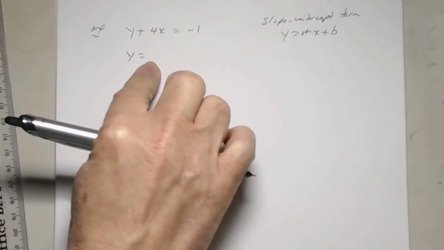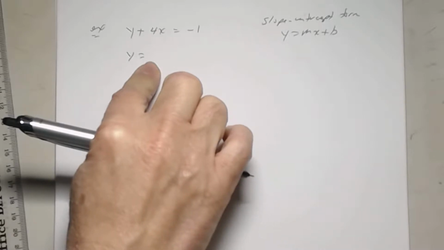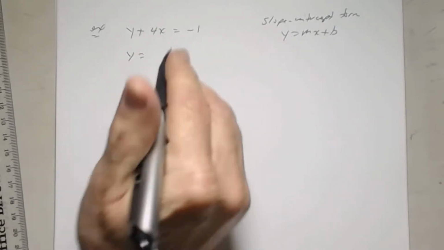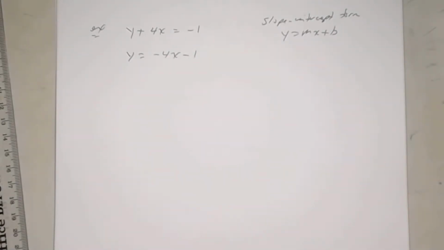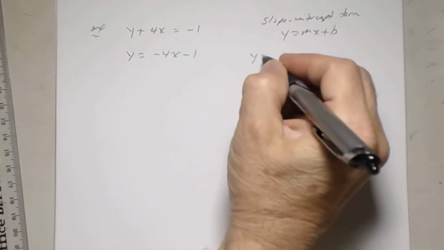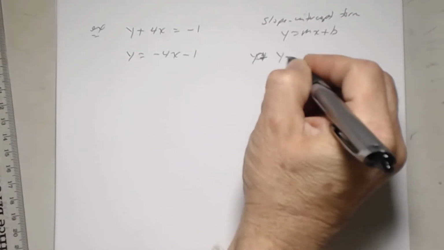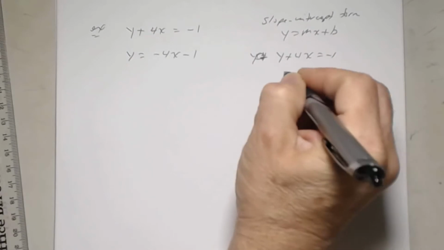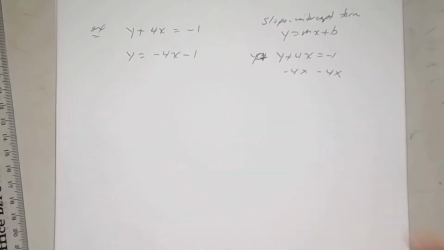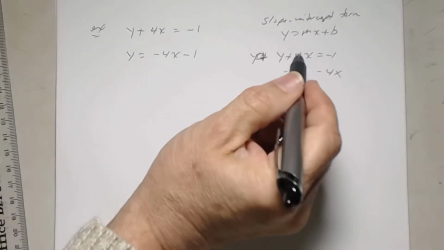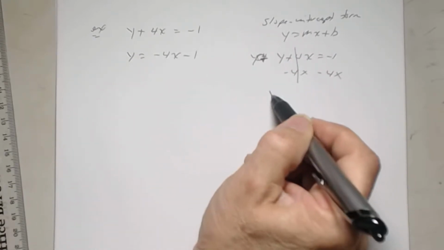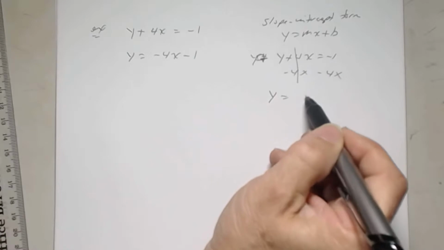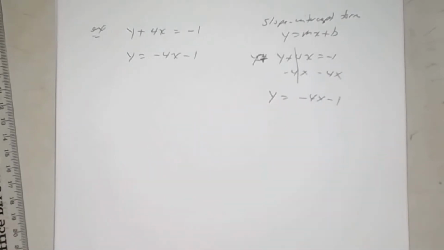Can you tell me what this is going to be? Y equals what? Minus 1. So negative 4x minus 1. You see that? You subtracted 4x, right? So you had y plus 4x equal negative 1. Then you subtracted 4x. And then you combine like terms. Remember, combine like terms? 4x and negative 4x is 0. So you get y equals, and then put the x first. That's negative 4x minus 1. Okay?